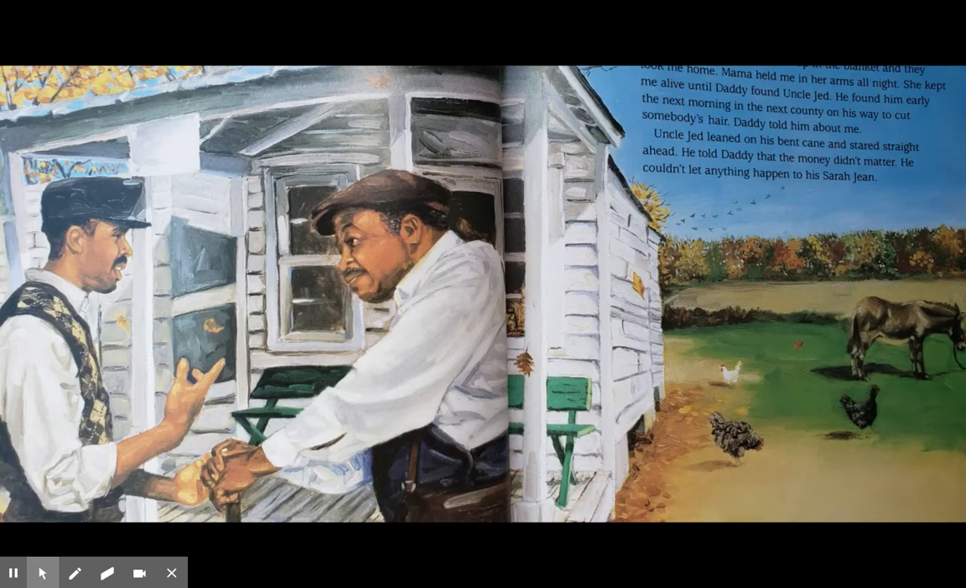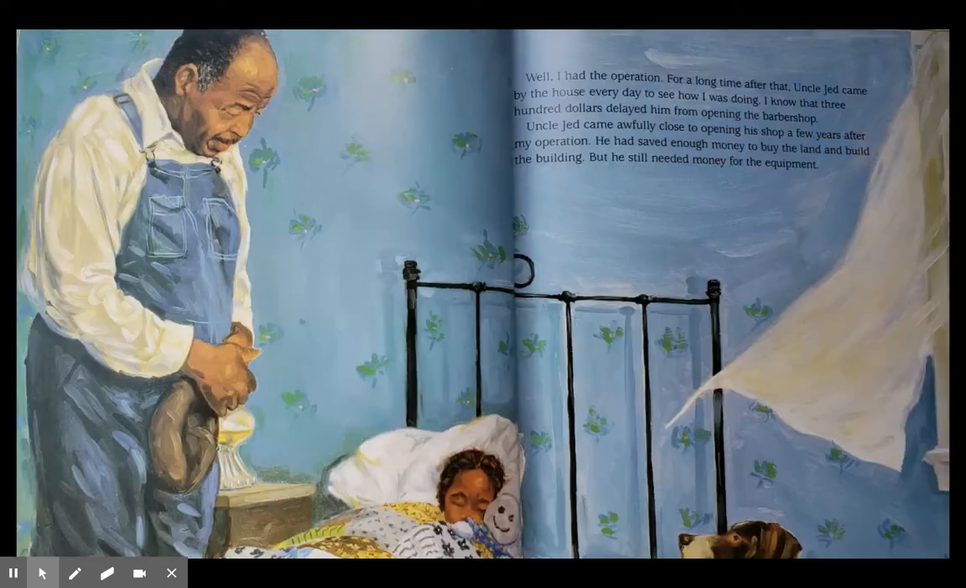Mama held me in her arms all night. She kept me alive until Daddy found Uncle Jed. He found him early the next morning in the next county on his way to cut somebody's hair. Daddy told him about me. Uncle Jed leaned on his bent cane and stared straight ahead. He told Daddy that the money didn't matter. He couldn't let anything happen to his Sarah Jean.